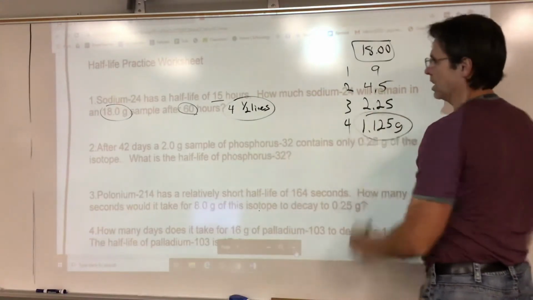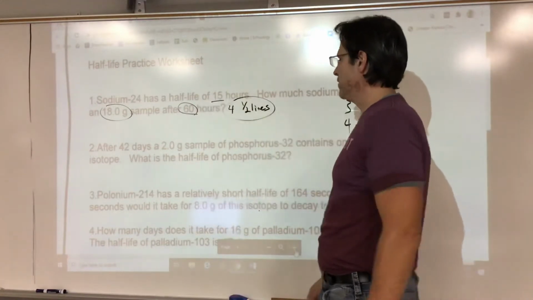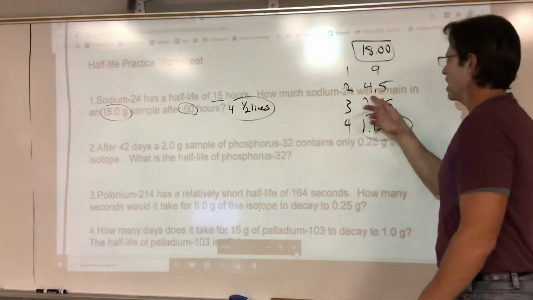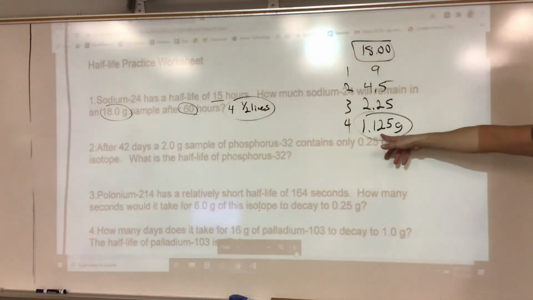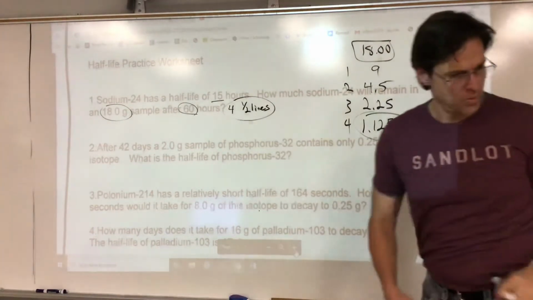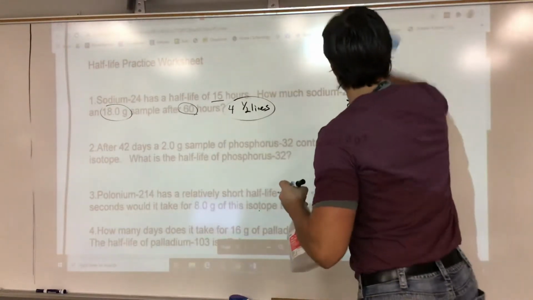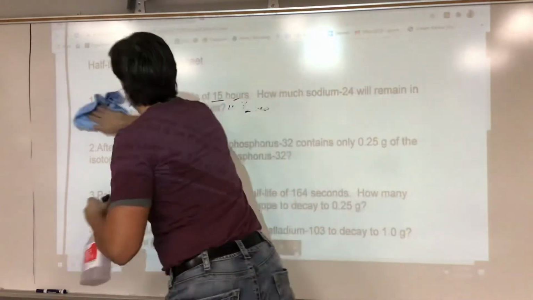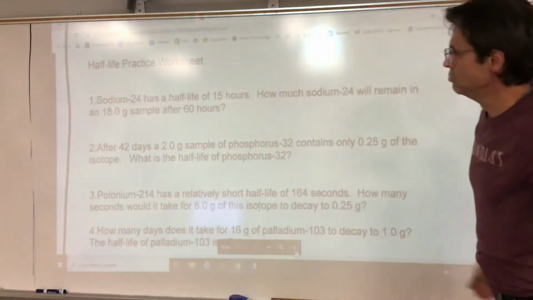So the answer was, like I said, after 60 hours with a half-life of 15, that's 4 half-lives. Started out with 18 grams, want to know how much of the sample was left? 1.125 grams. All right, so number 1 was 1.125 grams. Pretty straightforward. Let's do number 2.